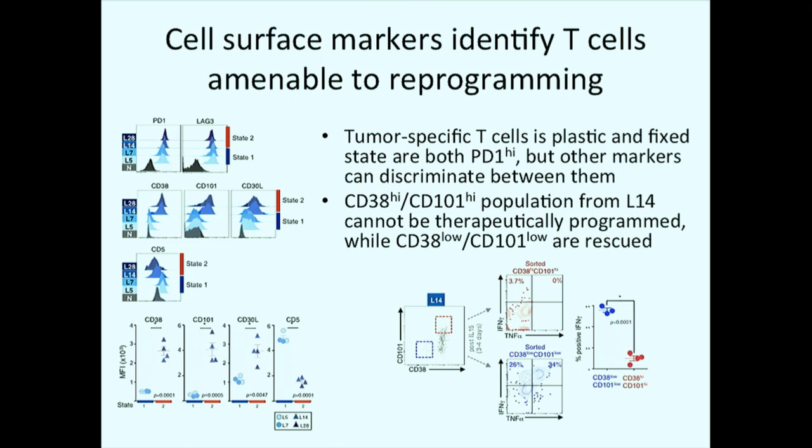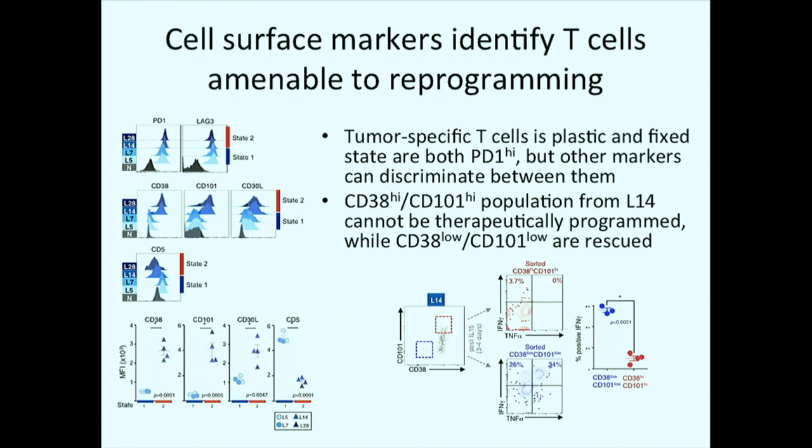And what we can say is that if you take, in the mouse model, T cells out at day 14, most of them are high for CD38 and CD101, these fixed dysfunction markers, but some are still low. And if you take the ones that are low and treat them for 3 days with IL-15, so try to reprogram them therapeutically, the ones that were low for these markers can be reprogrammed, and the ones that were high can't be reprogrammed, okay? And that's the difference here in terms of interferon gamma secretion after treatment.